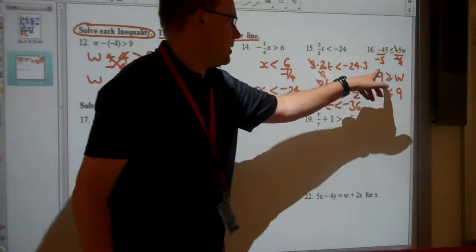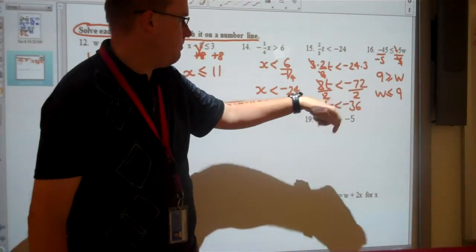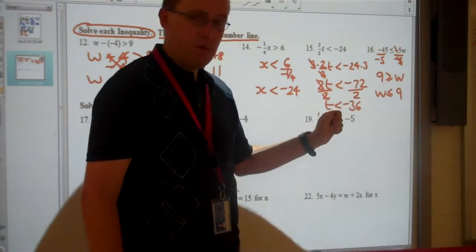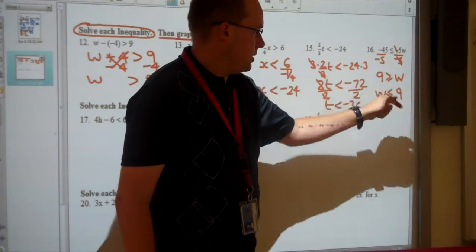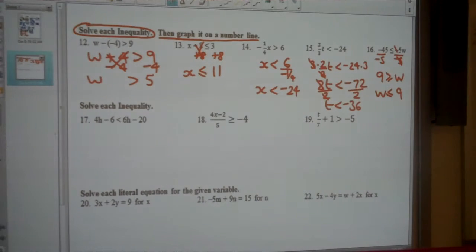So although originally it said greater than, I'm going to change it to less than because I flipped these two things over. The other way you can remember that is look that the arrow is pointing towards the W. So when I flip the two symbols over, make sure that the inequality is still pointing to the W.